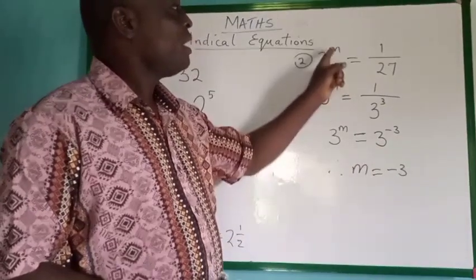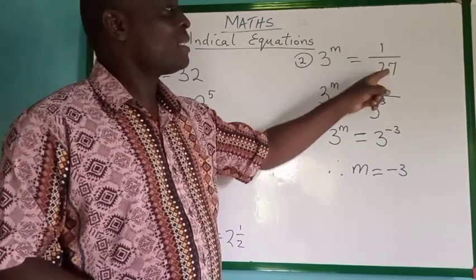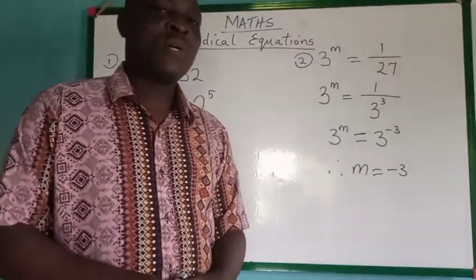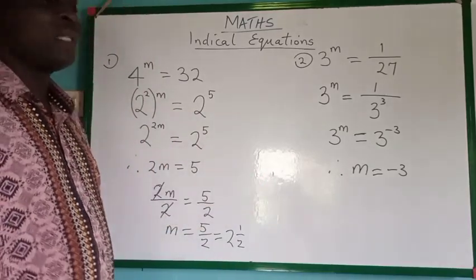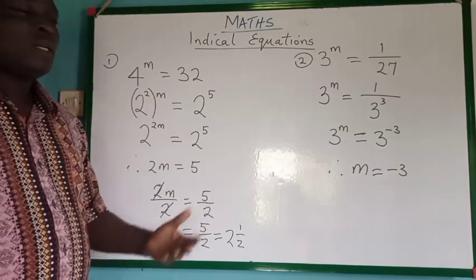If you fix minus 3 in this place, you find out that the left hand side and the right hand side will be equal. So that is how we're going to end today's worked examples on indicial equations.